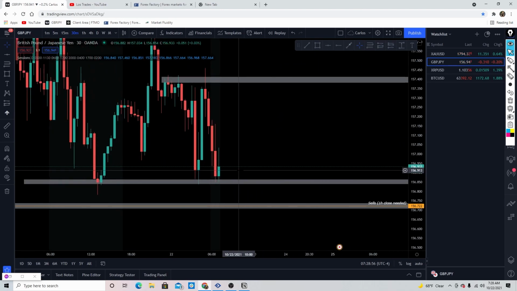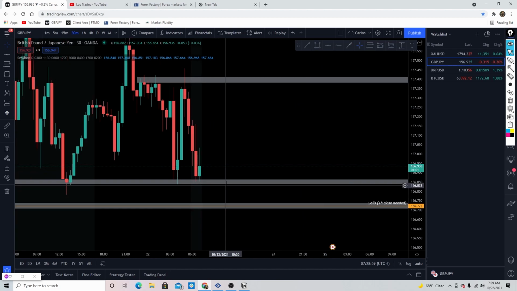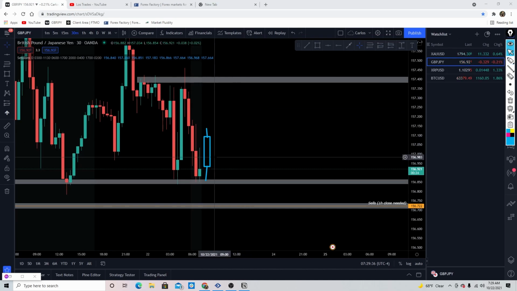So if we do fail to break this, and the next candle looks something like this, or actually, hold up, I would say like this, with a little stick out. Boom. I mean, you guys get the point, but it looks something like that.